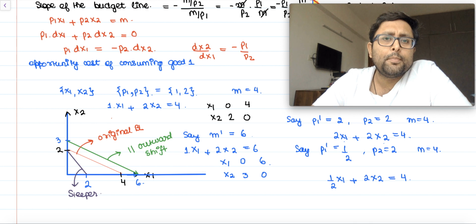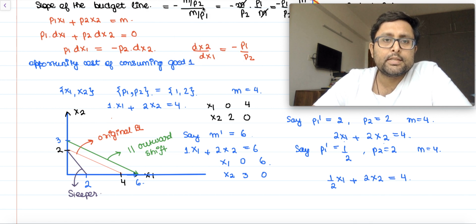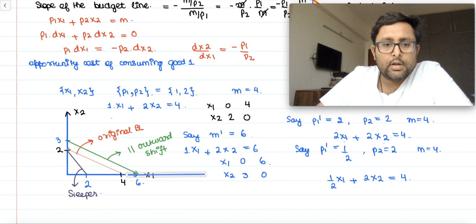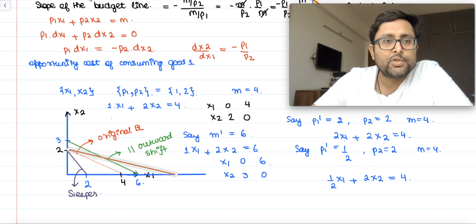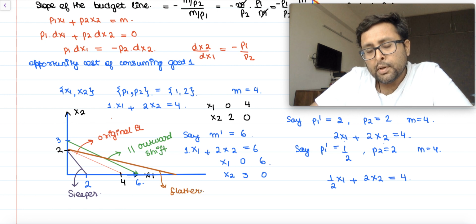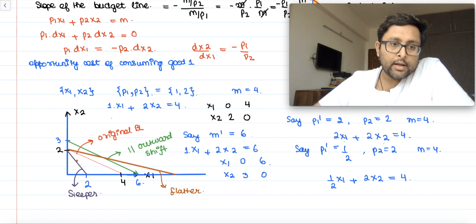So what do you have? Let us say I get this one, and this becomes the line. So this is a flatter one. This orange budget line is flatter as compared to the original one.